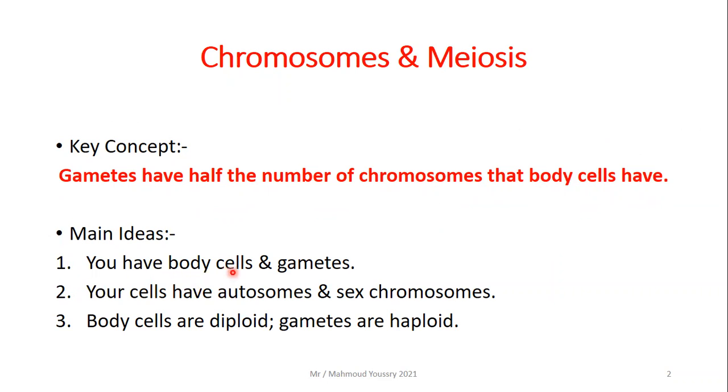Number one, you have body cells and gametes, and we will study both of them. Number two, your cells have autosomes and sex chromosomes, and we will study each one of them also. Number three, your body cells are diploid, but gametes are haploid.